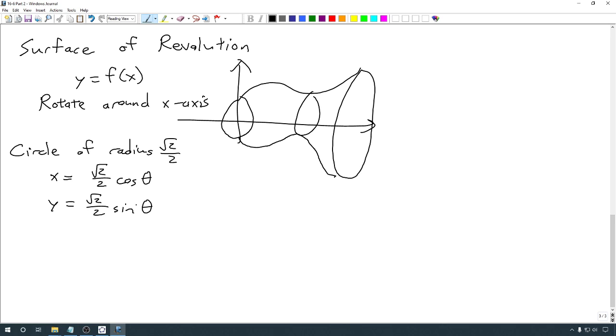So we're going to go from this parameterization of a general circle of radius square root 2 to instead x equals pi over 4, y equals square root 2 over 2 cosine of theta. I'm basically making y play the role of x, and I'm making z play the role of y.